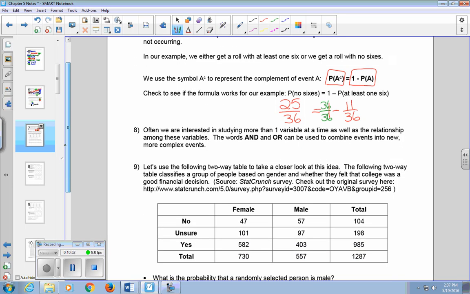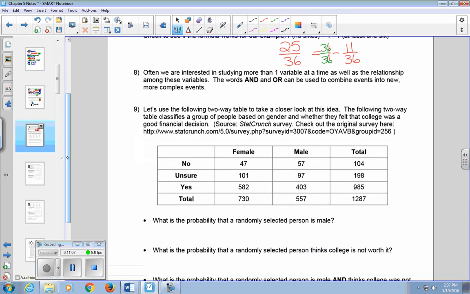Okay, number 8. Often we are interested in studying more than one variable at a time, as well as the relationship among these variables. The words and or can be used to combine events into new, more complex events. So number 9, let's use the following two-way table to take a closer look at this idea. The following two-way table classifies a group of people based on gender and whether they felt that college was a good financial decision. And there's a source here, it's a StatCrunch survey. You can check out the original survey if you'd like.